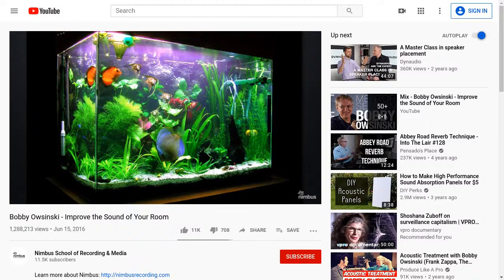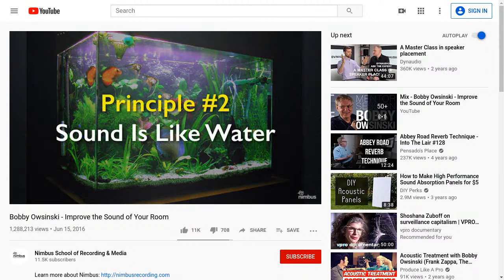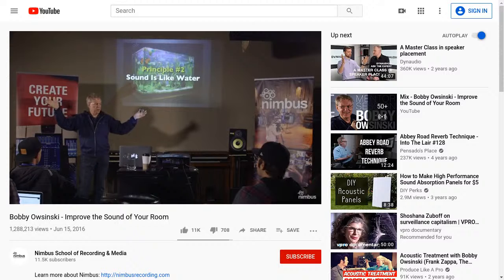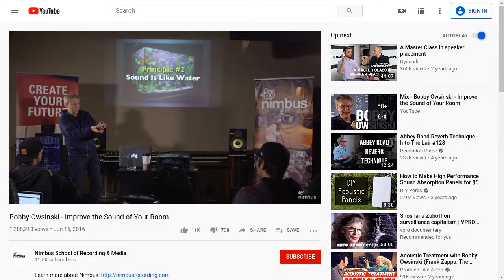All right. Here's principle number 2. We see this aquarium here. Think of sound exactly like water. Sound is like water. So what that means is, if you think about this room, for instance, what would happen if we filled it up with water? What do you think? It would probably leak out certain places, right? It would leak out usually around outlets, for instance, AC outlets.